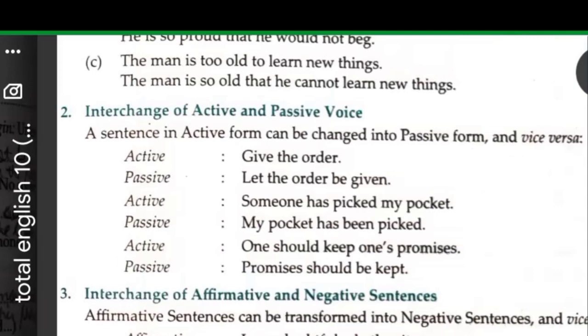Sir, affirmative and imperative. What is the difference? Yes, sir. Okay, now I'll explain that.